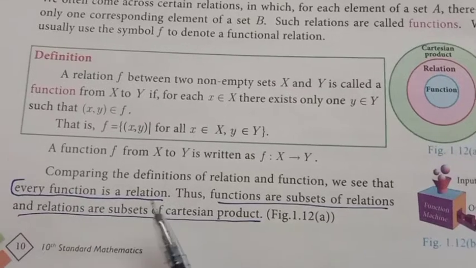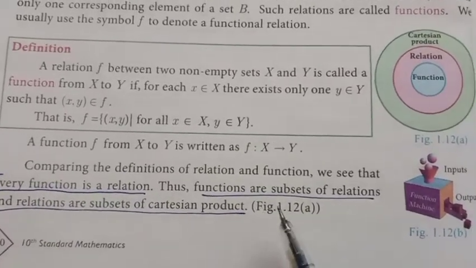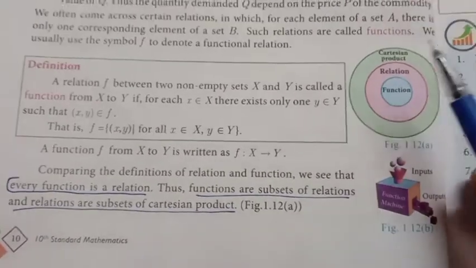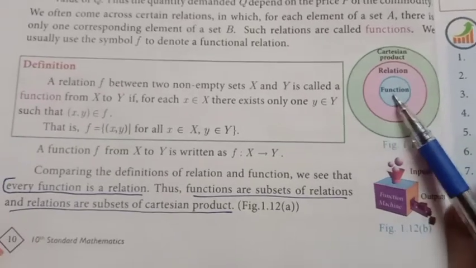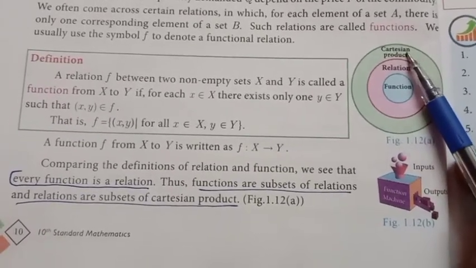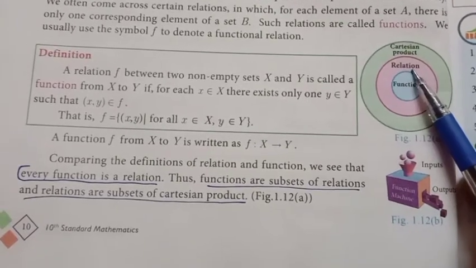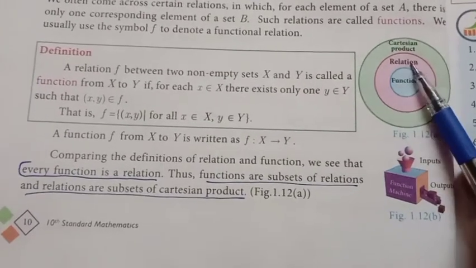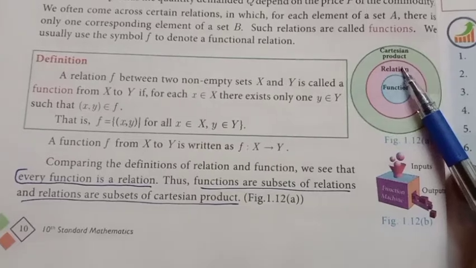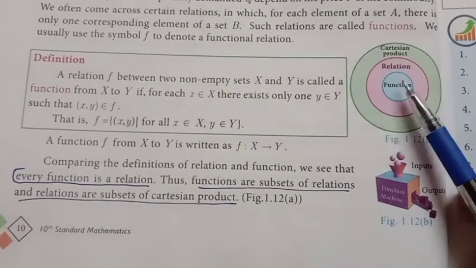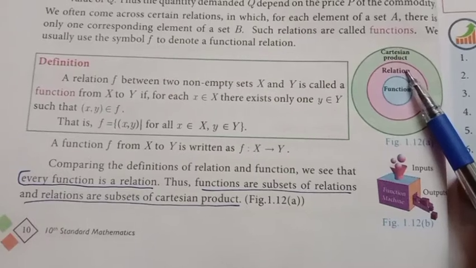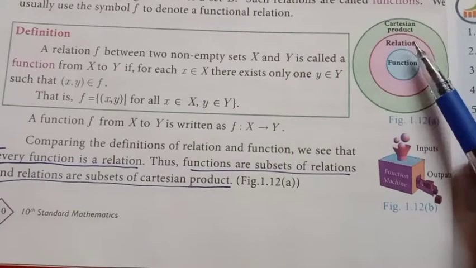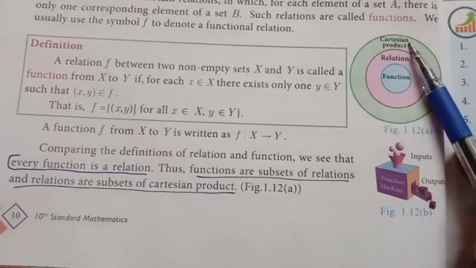Observe this. Every function is a relation, functions are subsets of relations, and relations are subsets of the Cartesian product. Now you have to see this diagram: function, relation, Cartesian product. So the function belongs to the relation, and the relation belongs to the Cartesian product. Every function is a relation. A function is a subset of a relation, and a relation is a subset of the Cartesian product.